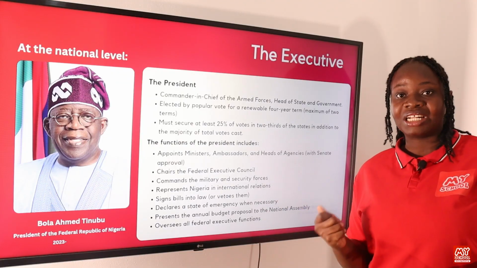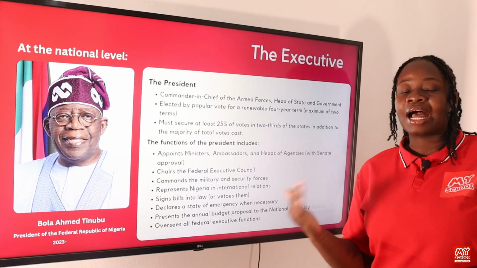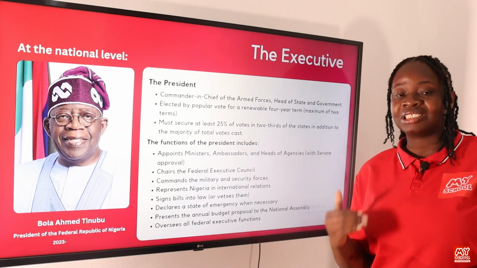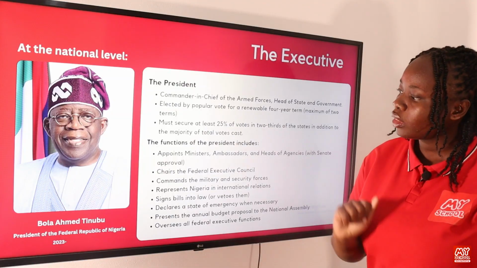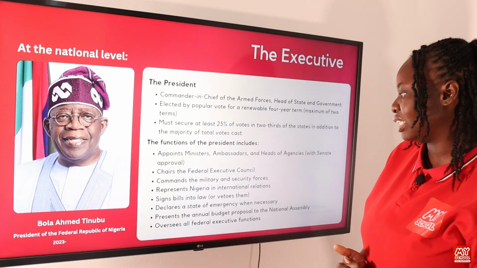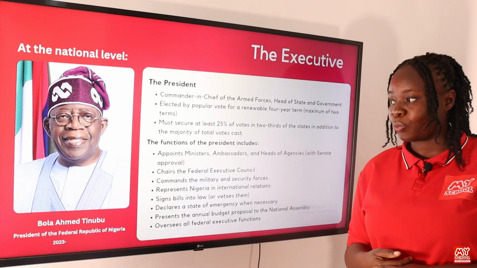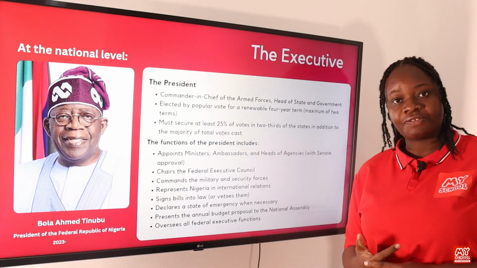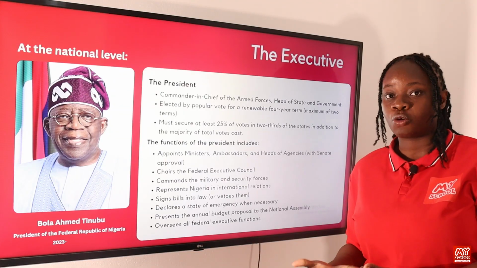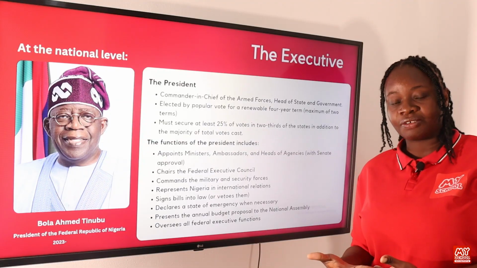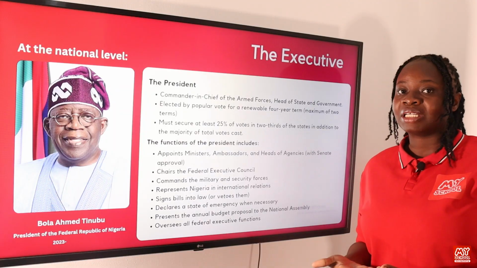The upper house of the legislature has to approve all of these appointments before they are allowed to take office. The reason for this is to ensure checks and balances, to ensure accountability within the system. He's also responsible for chairing the Federal Executive Council. So the Federal Executive Council is made up of the ministers that he has appointed. These various ministers head the various departments in the executive, and they help to ensure the smooth day-to-day operation of government. So he chairs the Federal Executive Council to ensure that the policies he has created are implemented within the society.